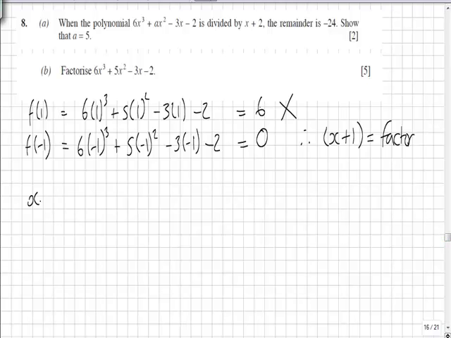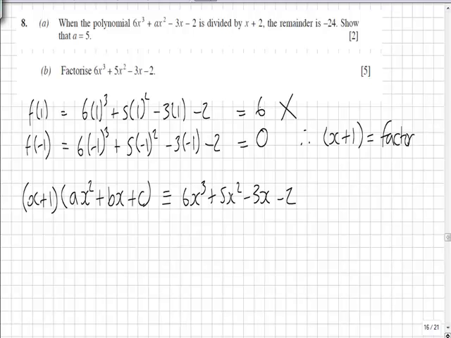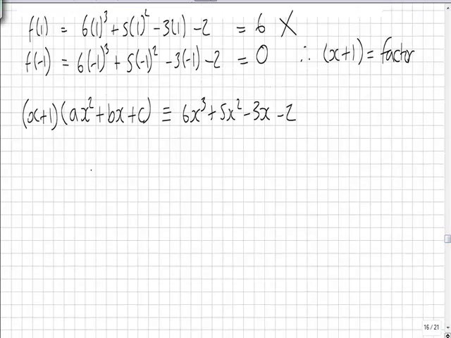In this case, x plus 1 multiplied by some quadratic ax squared plus bx plus c must be the same as 6x cubed plus 5x squared minus 3x minus 2. What we're going to do first of all is compare the coefficients of x cubed on the left hand and right hand side.